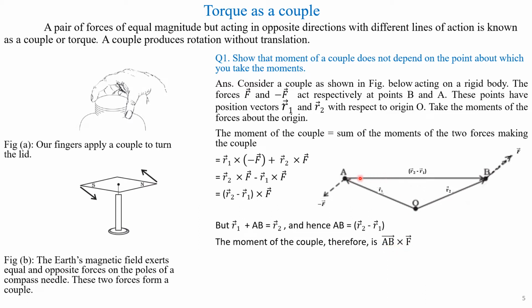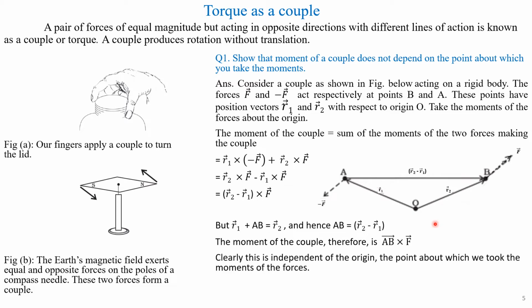So this is the distance AB cross F, which is independent of the origin, the point about which we took the moments of the forces. So we started by taking moments about O and ended up with AB cross F, which is independent of the origin.